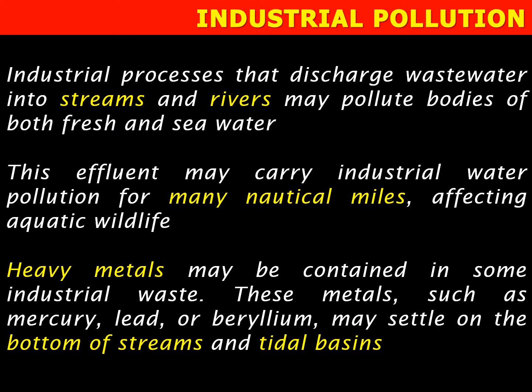Industrial processes that discharge wastewater into streams and rivers may pollute bodies of both fresh and sea water. This effluent may carry industrial water pollution for many nautical miles, far away from the industries, affecting aquatic wildlife. Heavy metals may be contained in some industrial waste. These metals, such as mercury, lead, or beryllium, may settle on the bottom of streams and tidal basins.